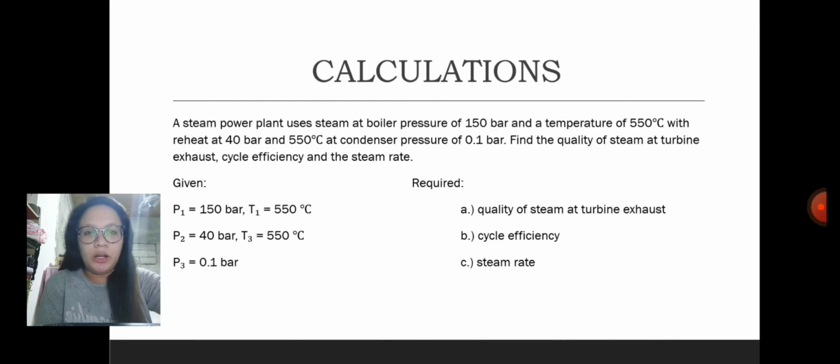The givens are: pressure 1 is equal to 150 bar, temperature 1 is 550 degrees Celsius, pressure 2 is 40 bar, temperature 3 is 550 degrees Celsius, pressure 3 is 0.1 bar. The required values are the quality of steam at turbine exhaust, the cycle efficiency, and the steam rate.